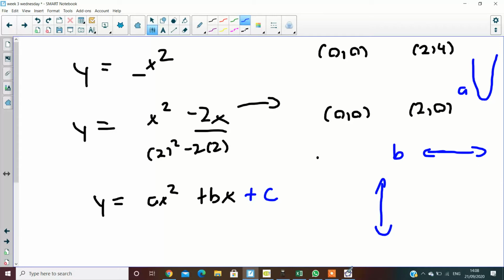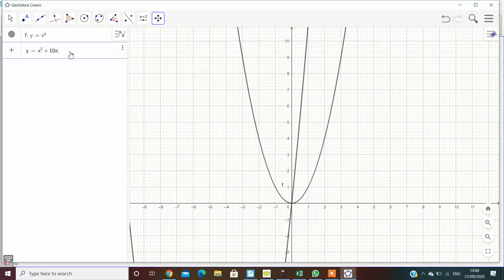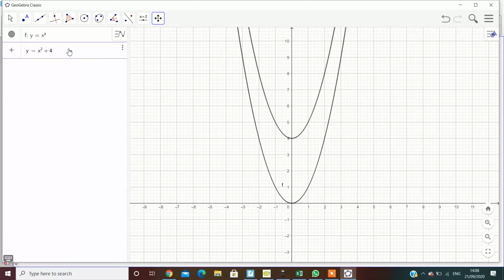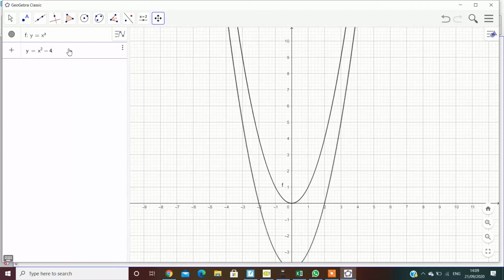So, what is the difference between x squared and x squared plus 4? There's x squared. Now here's x squared plus 4. What did you notice? All your points go directly up by 4. Is it the same shape? What would you tell me about x squared minus 4? It goes directly down 4.